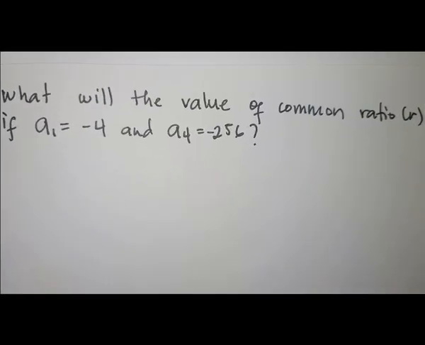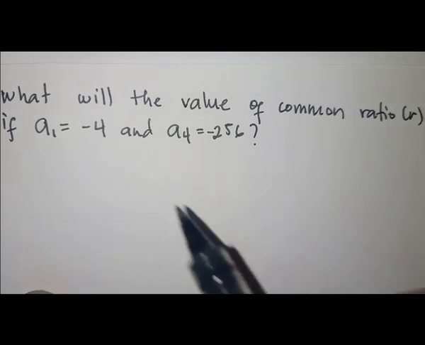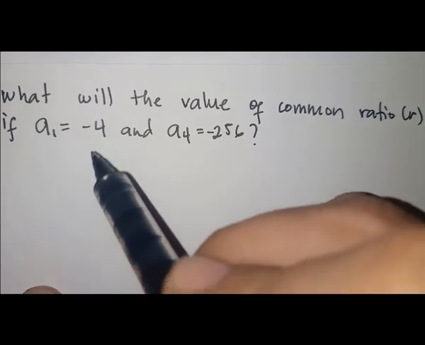Okay, sige, mag-try ulit tayo ng isa pang example. What will be the value of the common ratio of your geometric sequence if a sub 1 is negative 4 and a sub 4 is negative 256? Ulitin natin, try natin gamitin yung process kanina. Again, let us try to write first the formula.